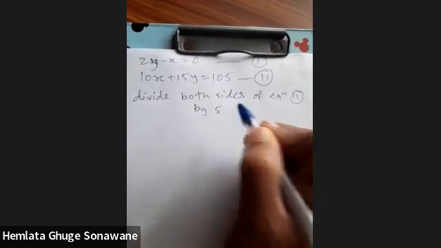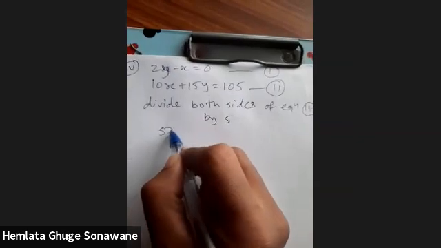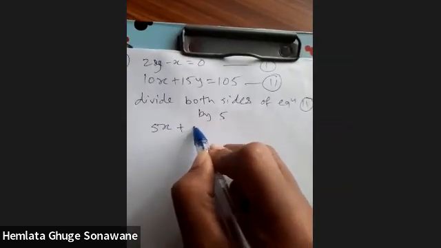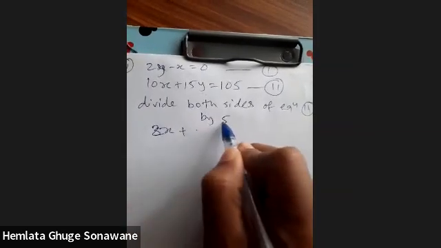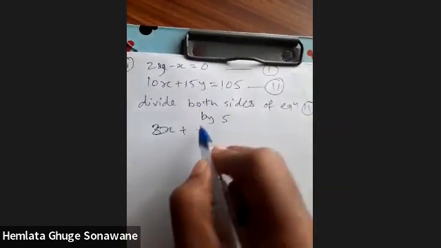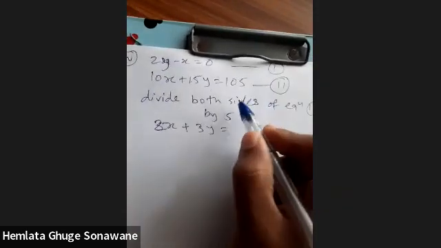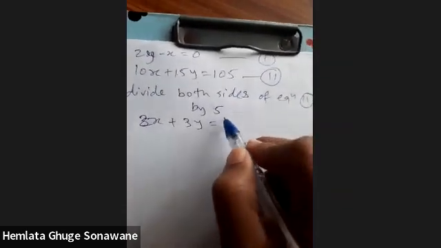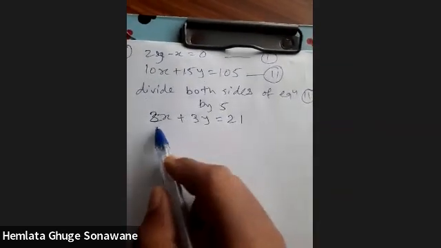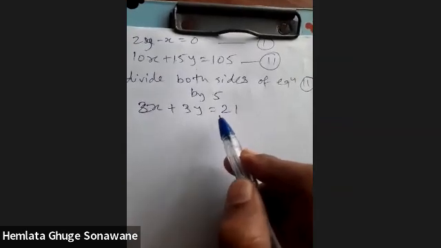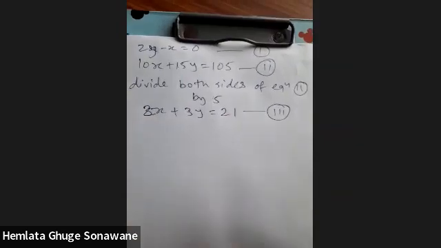by 5. So it becomes 2x plus, we'll divide 15 by 5, so it becomes 3y is equal to 105 divided by 5, 5 2s are 10 and 5 1s are 5. That is 2x plus 3y is equal to 21. This is our equation number 3.